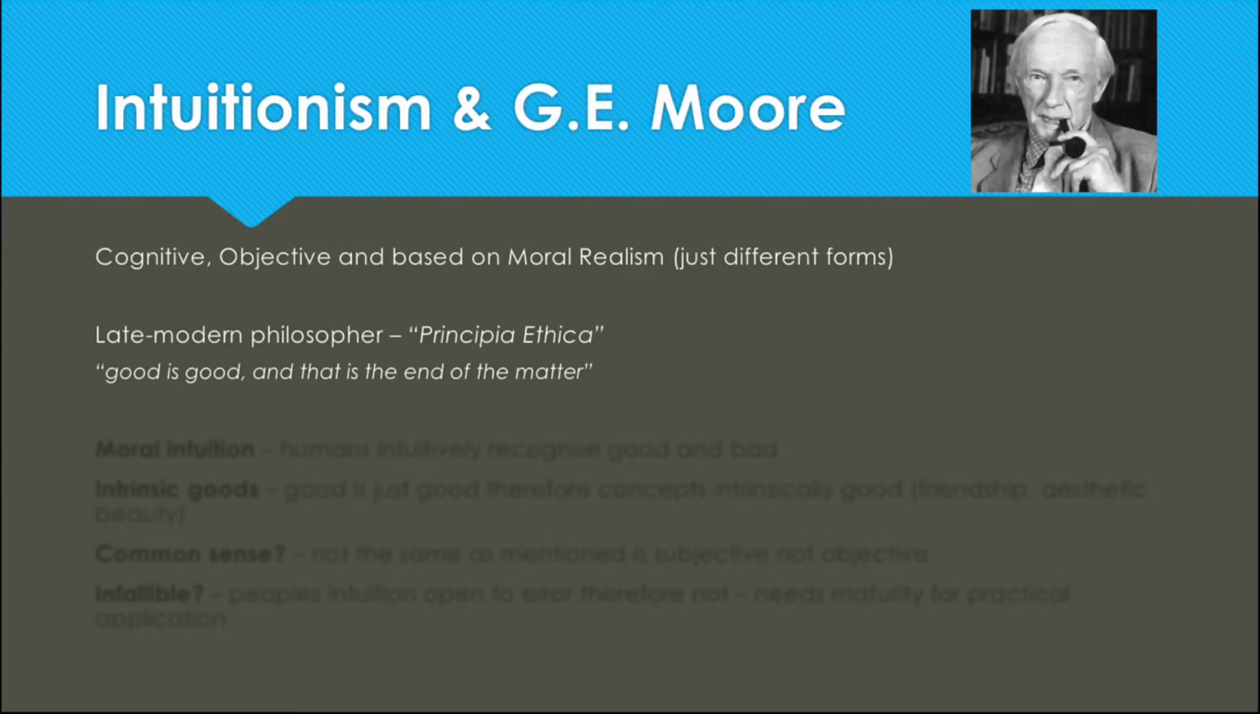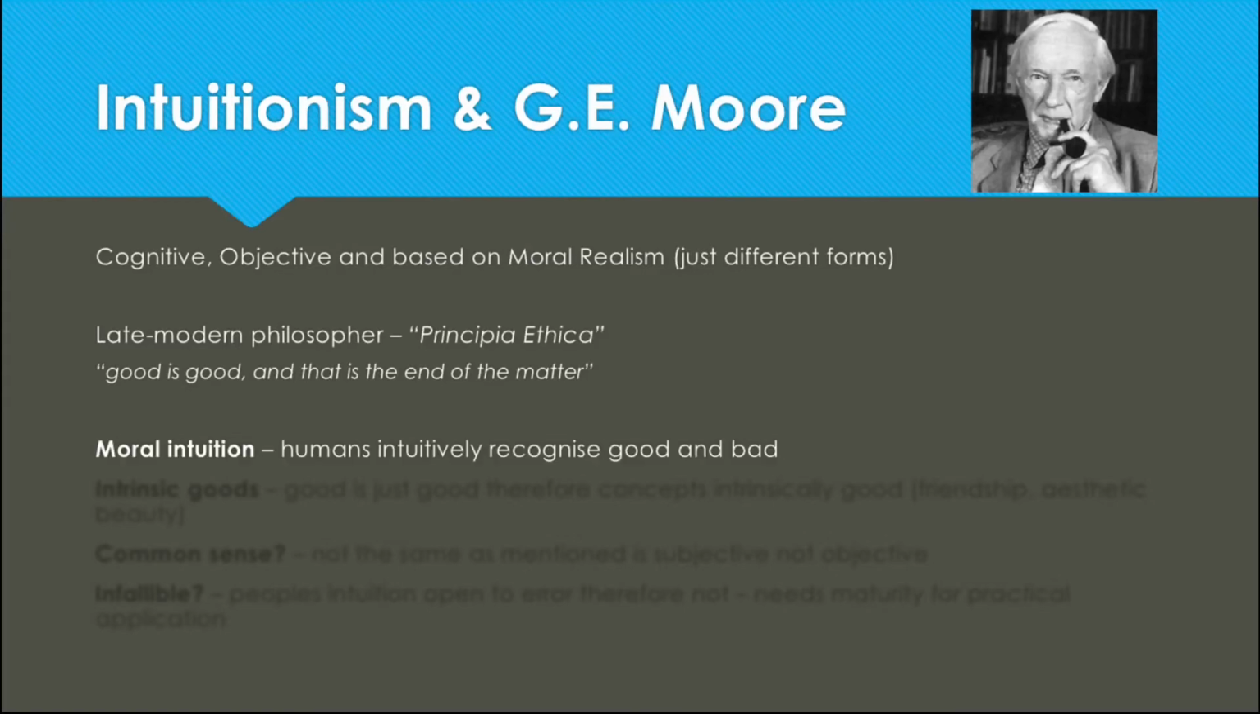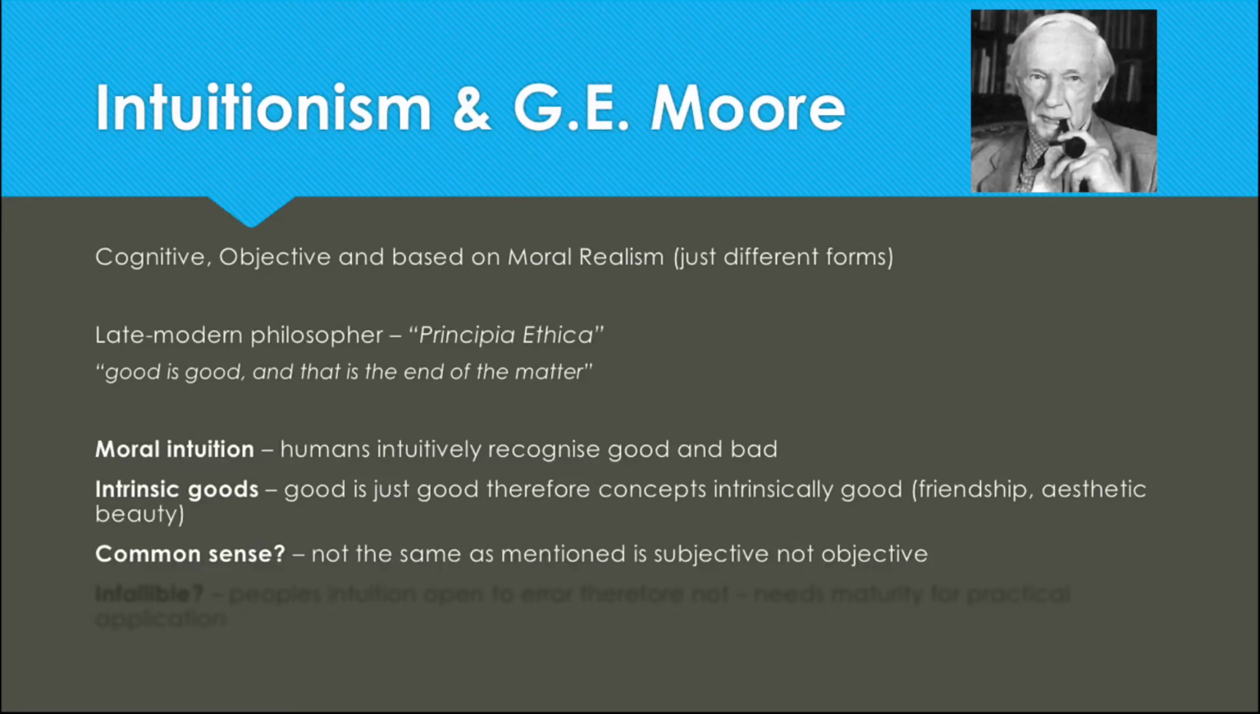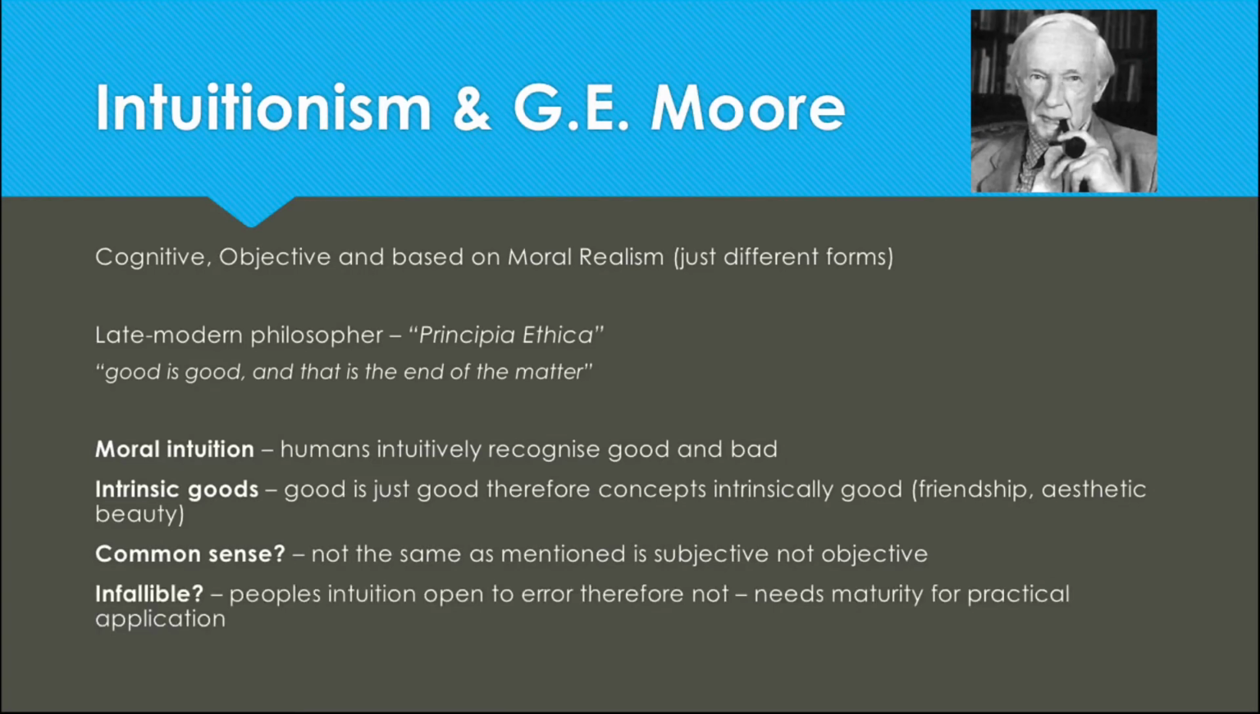So because good is just good, he argues we all have a universal moral intuition. So everybody's works in the exact same way, and we can intuitively recognise good and bad. And so they're intrinsic goods. So because good is just good, there are concepts that are good in themselves, such as friendship or aesthetic beauty. It's not common sense, as intuition is objective, common sense is subjective, and it's also not infallible. Infallible means it's perfect, so it'll never have any error. But as people's intuitions are open to error, some people make mistakes. It needs maturity to practically apply our intuition to find good and bad.